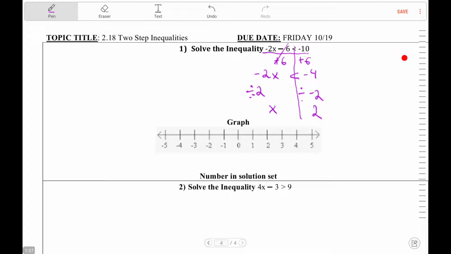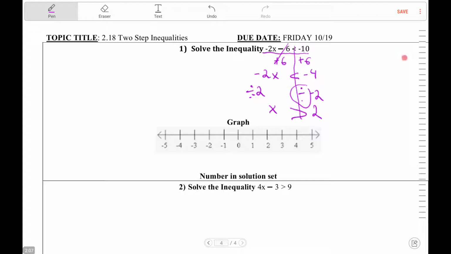Okay, question, which way should the sign go? Did we multiply or divide? We did, right? We divided. Look at this division sign right here. And was the number we divided by negative? Yes, it was. So that means we changed the sign. So the sign is now greater than. Okay? So we have x greater than 2.